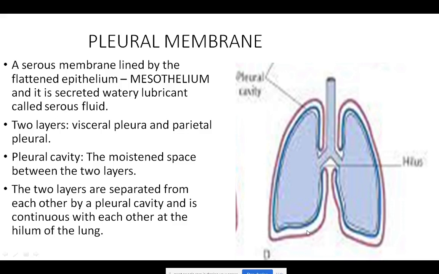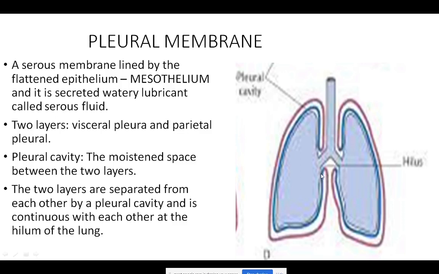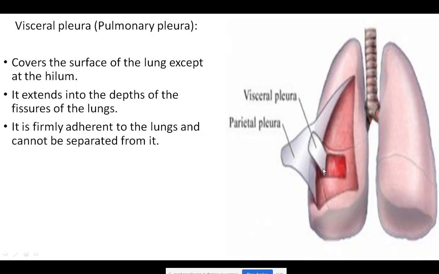These two pleura are separated from each other, and the space between them forms a potential space known as the pleural cavity. These two pleura are continuous at the hilum of the lung. The visceral pleura covers the surface of the lung except at the hilum, and it extends into the depth of the fissures of the lung.